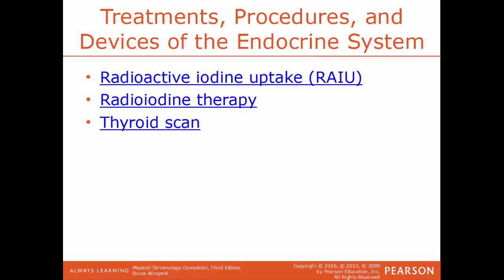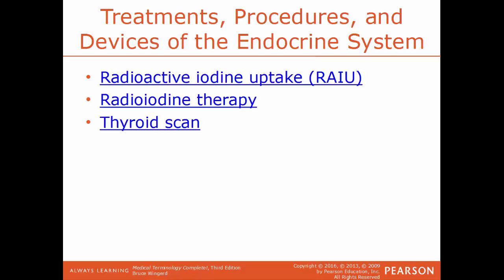RAIU, radioactive iodine uptake. This is a radiologic test that will evaluate the thyroid function and how well the thyroid gland actually uses iodine. That's related to our next term, radioiodine therapy. This is a treatment used for correcting hyperthyroidism. In hyperthyroidism, there's too much thyroid hormone being made, so being exposed to radioactive iodine will destroy those cells. And once those cells are destroyed, the levels of thyroid hormone go down because there's less cells present to make that hormone. And our next term here, thyroid scan.